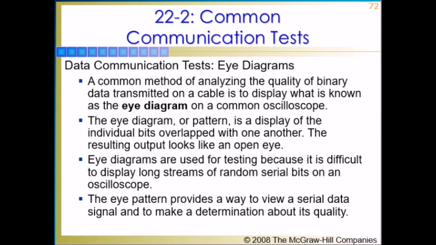Eye diagrams. A common method of analyzing the quality of binary data transmitted on a cable is to display what is known as an eye diagram on a common oscilloscope. The eye diagram or pattern is a display of the individual bits overlapped with one another. The resulting output looks like an open eye. The shape of the pattern and the degree that the eye is open can be used to determine many things about the quality of the transmission.